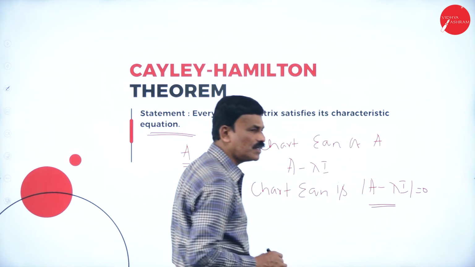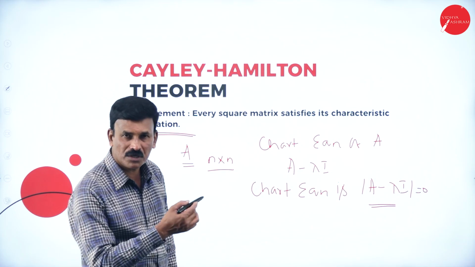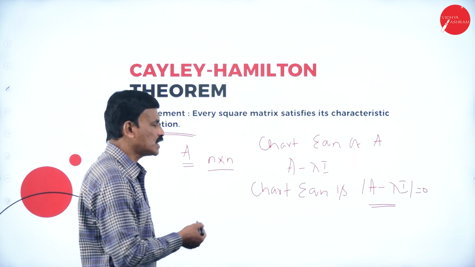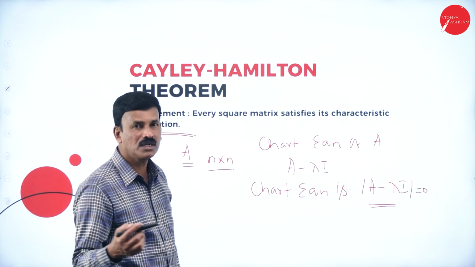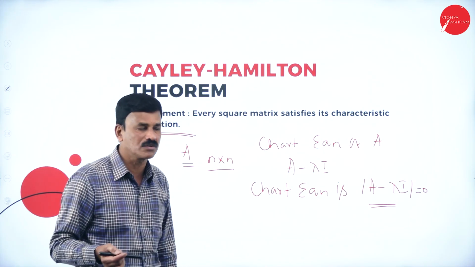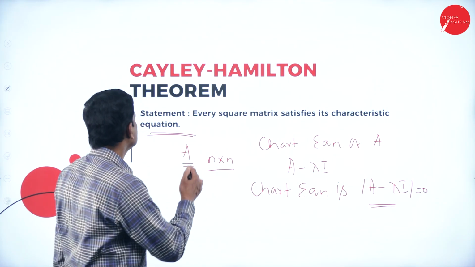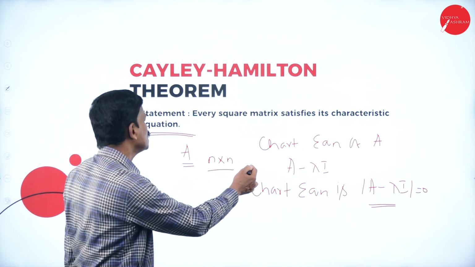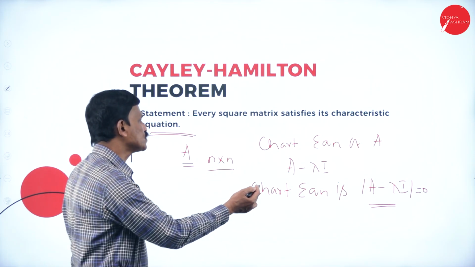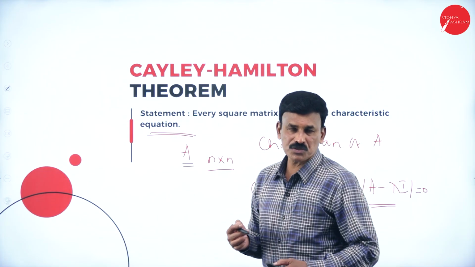So if you simplify this, you will get a quadratic equation or a cubic equation depending upon the order of the matrix. Now, if it is second order, you will get a quadratic equation. If it is 3 rows 3 columns, you will get either a quadratic equation or a cubic equation. So, the statement for Cayley-Hamilton theorem is every square matrix satisfies its characteristics equation, that is determinant of A minus lambda I is equal to 0, the characteristics equation of a square matrix.